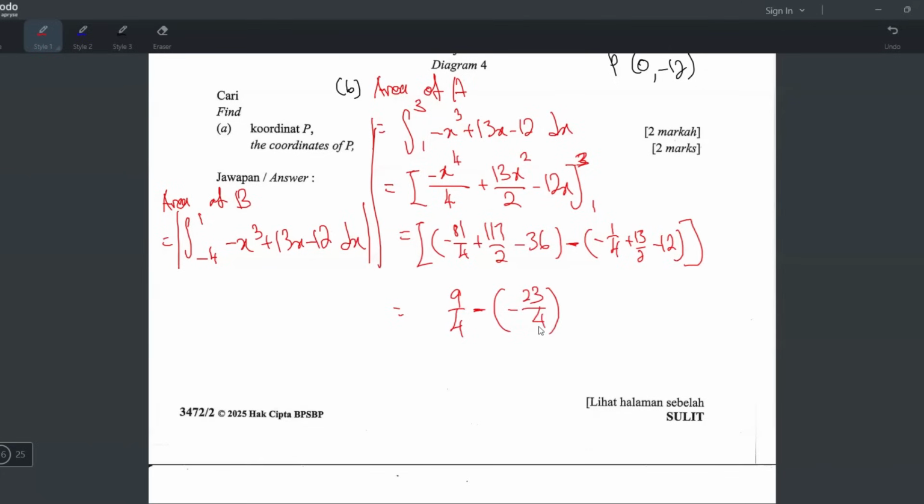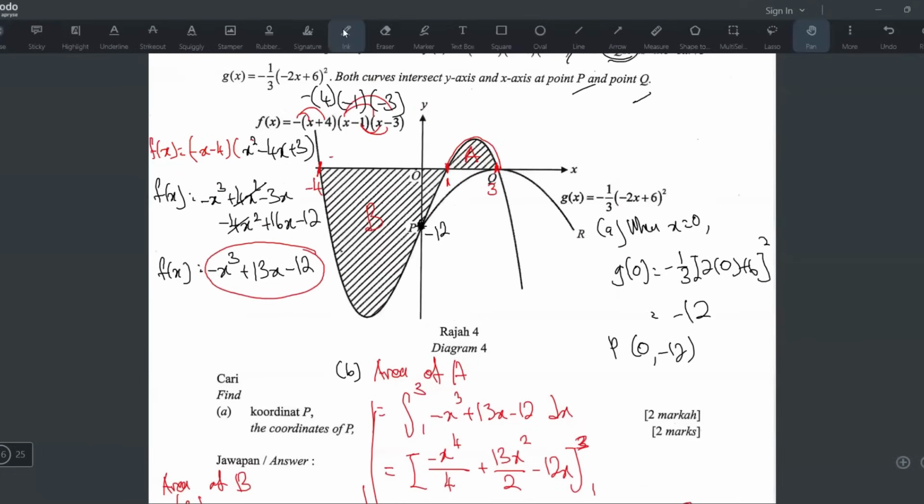So you have to put a bracket because there is negative negative. So now minus minus becomes plus. So what is 9 over 4 plus 23 over 4? Wait, 9 plus 23, 32 over 4, which is 8. So the area is 8 units square. So that means the area of A is 8. This area right here is 8.